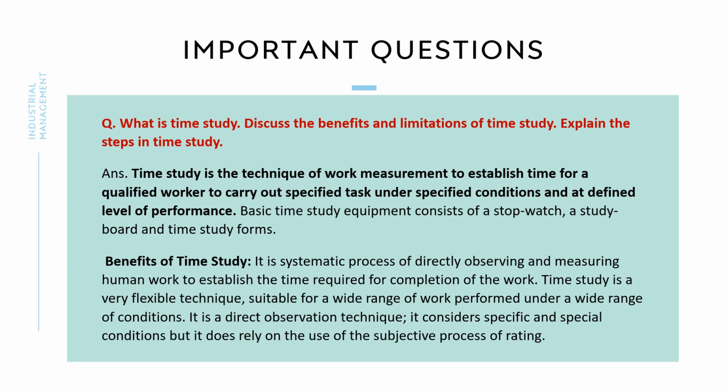Basic time study equipment consists of a stopwatch, a study board and time study forms. Benefits of time study: it is a systematic process of directly observing and measuring human work to establish the time required for completion of the work. Time study is a very flexible technique, suitable for a wide range of work performed under a wide range of conditions. It is a direct observation technique. It considers specific and special conditions, but it does rely on the use of the subjective process of rating.